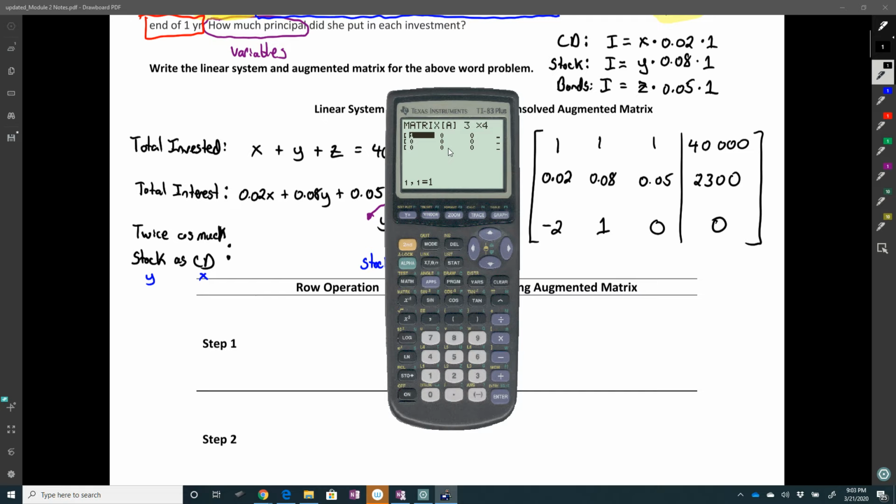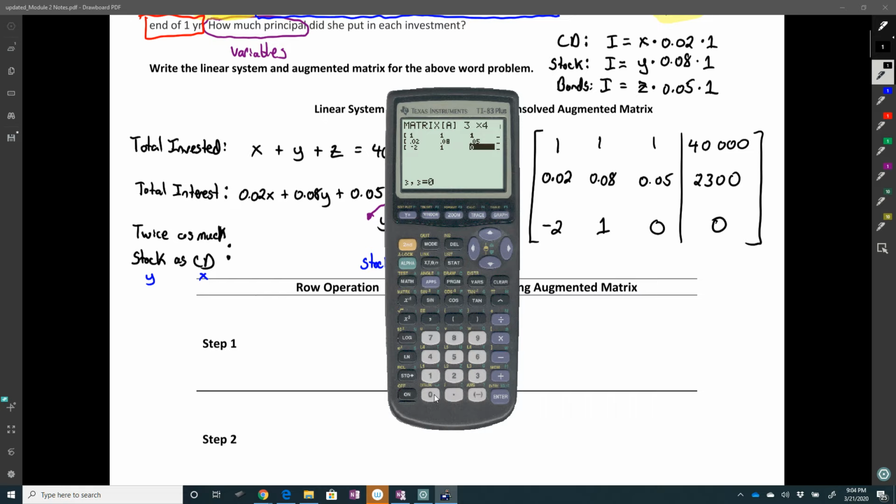But anyway, I'm going to type this in. 1, enter, 1, enter, 1, enter, 40,000, 0.02, 0.08, 0.05, and then 2,300. And then the last one, when you do the negative sign, be sure that you use the negative button, not the minus, or else you get an error. So below the 3 is the negative button. So negative 2, 1, and then 0, 0.